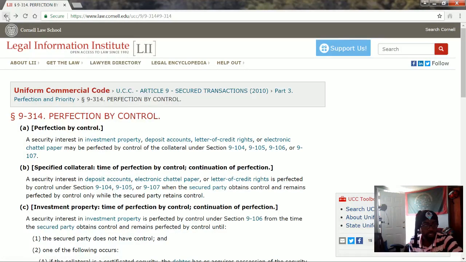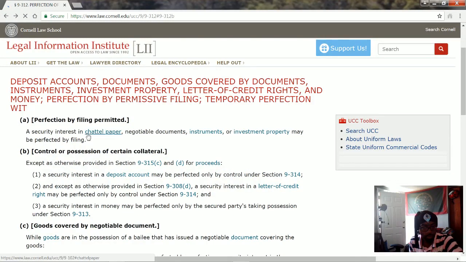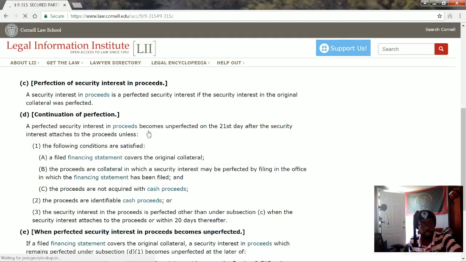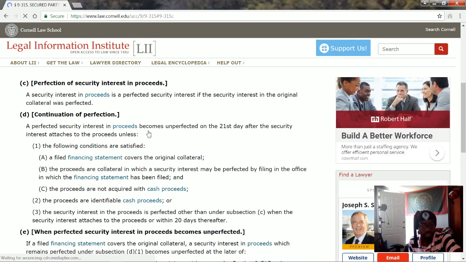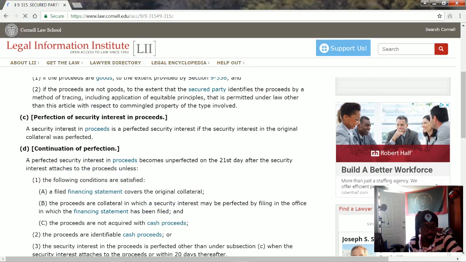All right. So 9-314, this is dealing with perfection by control. Let's see here. Except as otherwise provided in 9-315(c). You see how they get you lost in a rabbit hole because they keep putting in the little "except as otherwise provided." That's on purpose, to get you discouraged from wanting to keep on searching. Don't get discouraged, all right? Because they don't want you to figure this out, so they're going to make it hard.